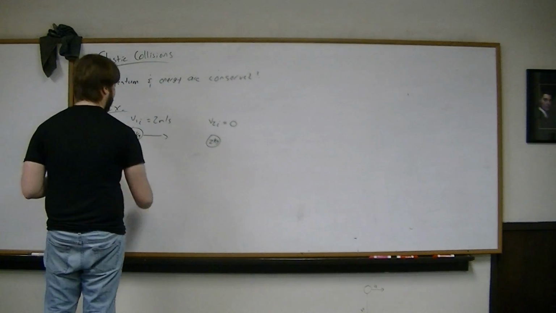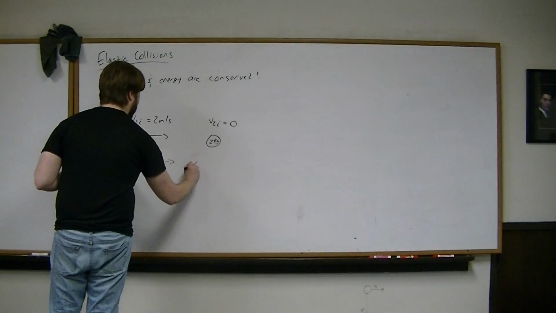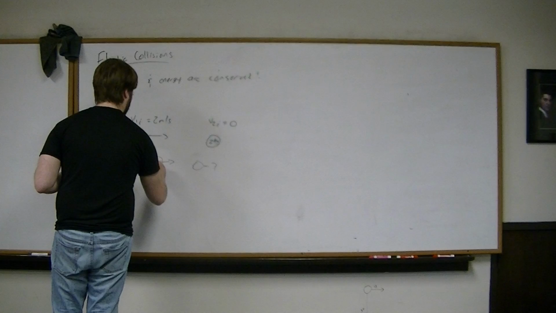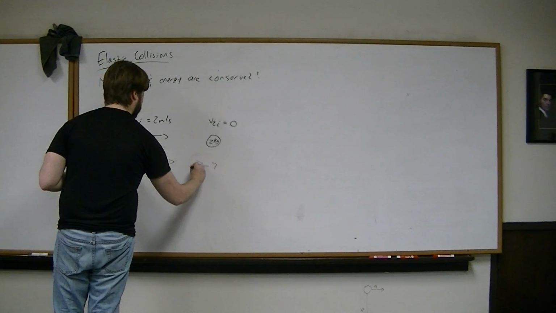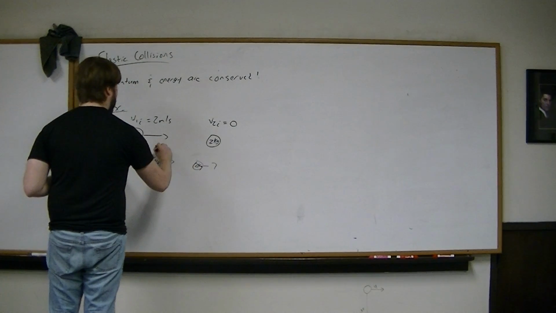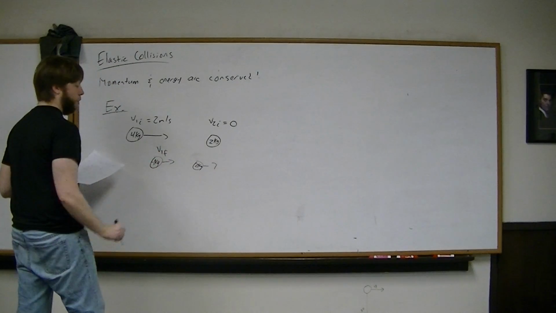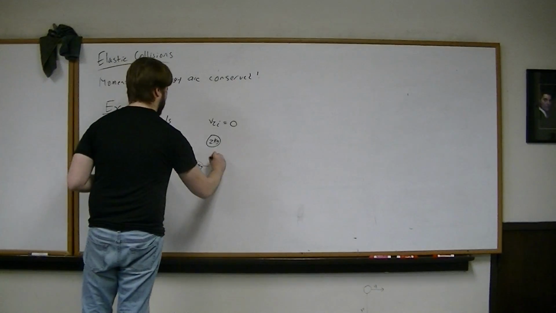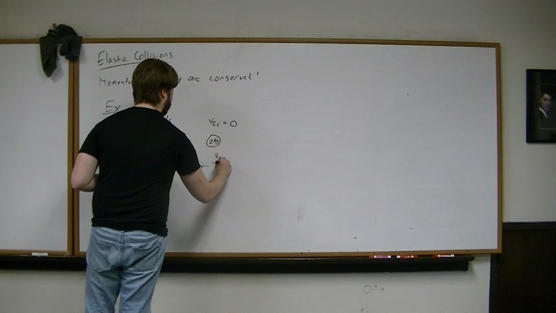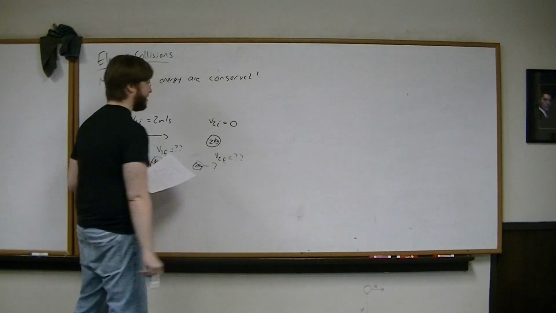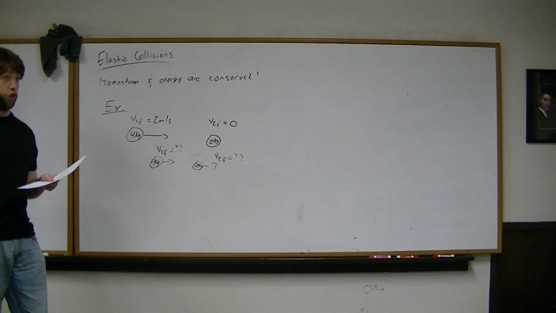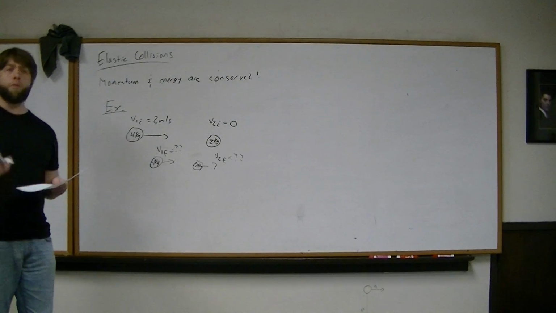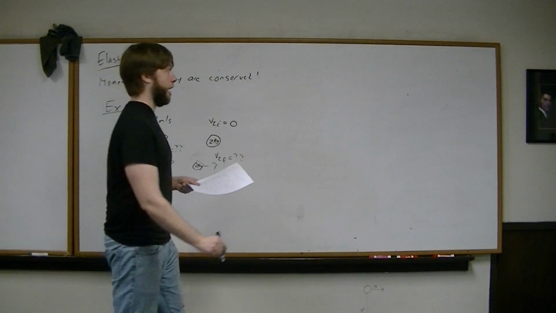Now after they hit, they are going to travel with different velocities. They're not stuck together. So we have the 4 kilogram mass, and it's traveling with some V1 final that we don't know. And the 2 kilogram mass is now traveling with some V2 final. And that's traveling with a velocity that we don't know, okay? Let's see what happens when we just try to do the momentum conservation.